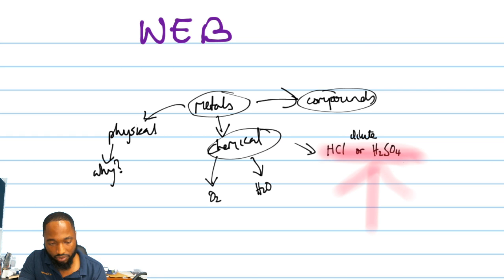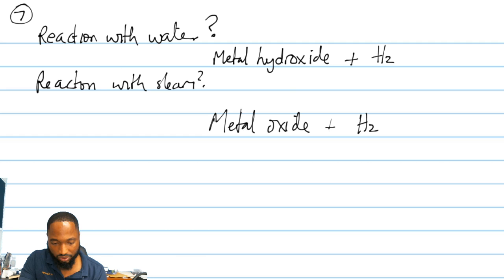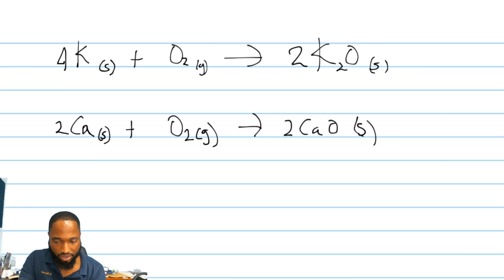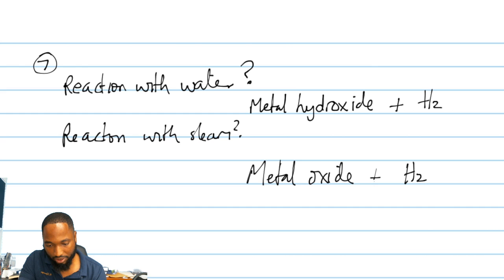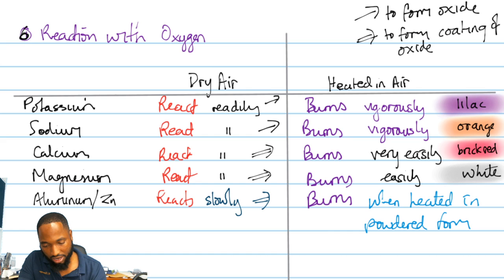Now we looked at this last night. So there's reaction with water and reaction with oxygen. I'm just organizing the notes here. This was reaction with oxygen. This was reaction with water. And the next one you're going to do is reaction with dilute acid. So 6, the dilute acid. So HCl, aqueous.